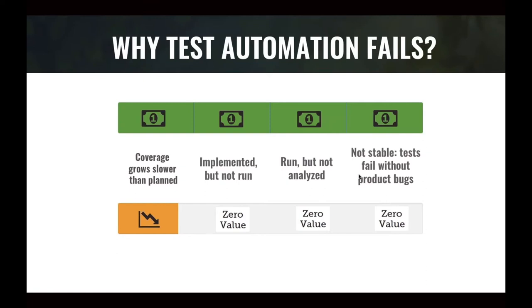And the most common issue is that test automation is just unstable and fails not because of the product bugs, but because of code reasons. In this case, the team spends all the effort just to stabilize the code and does not find the bugs, does not run regressions, and wastes the money, wastes the effort, and does not bring the result.